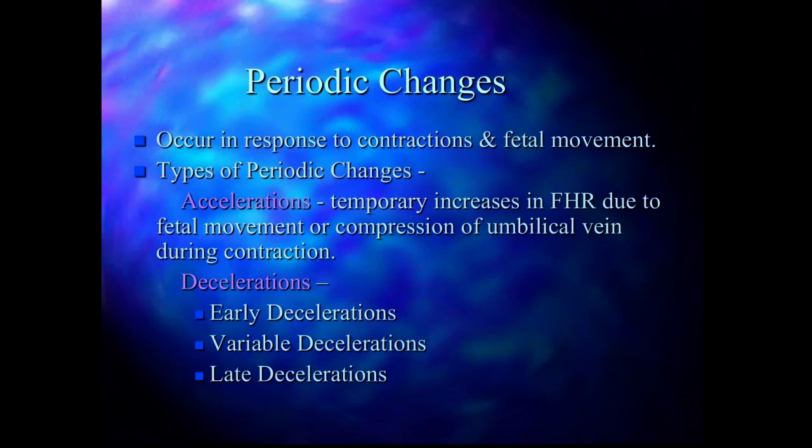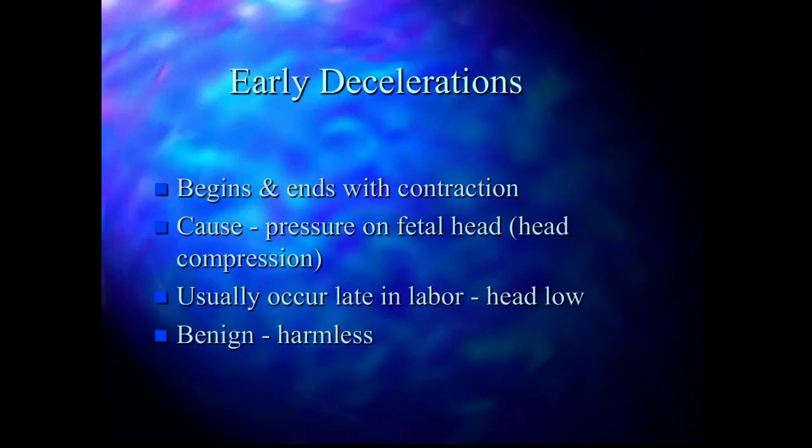Next, we look for periodic changes. Those are those accelerations and decelerations. They will occur in response to contractions and fetal movement. Accelerations are a temporary increase in the fetal heart rate due to fetal movement or compression of that umbilical vein during the contraction. And then we have three types of decelerations. You'll remember that we did start talking about these in second semester, and we're going to review those here. Early decelerations, variable decelerations, and late decelerations.